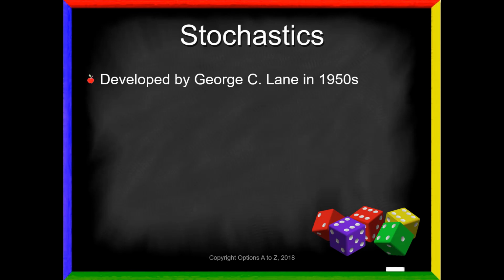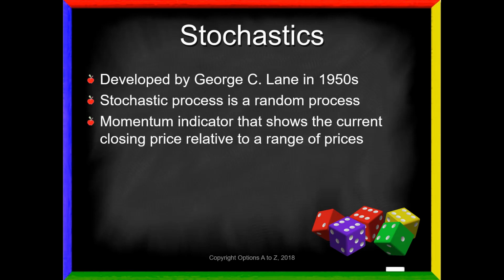The word stochastic is really a term that just describes a statistical process or a random process. So flipping a coin is a stochastic process. Rolling dice is a stochastic process. That's all it is. Specifically, stochastics is a momentum indicator that shows the current closing price relative to a range of prices. Typically, that range is a 14-period time frame. What I mean by that is it could be 14 minutes, 14 days, 14 weeks, whatever, but it's generally a 14-period time frame.